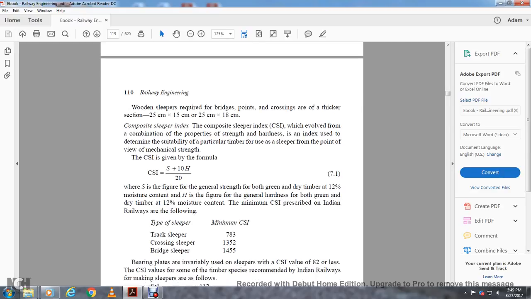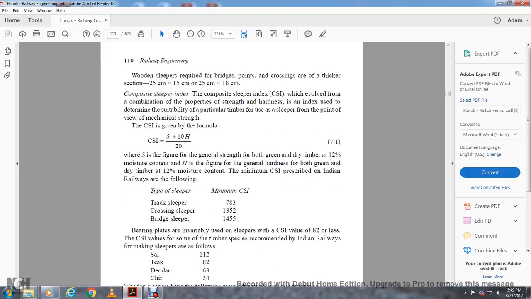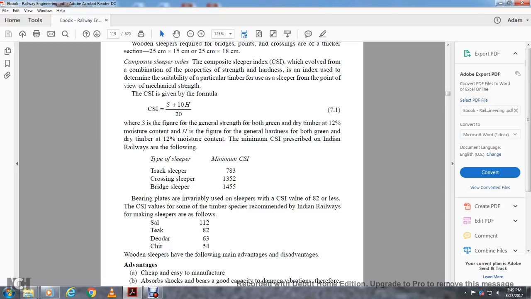The minimum CSI prescribed by Indian Railways is as follows: track sleeper, 783; crossing sleeper, 1352; bridge sleeper, 1455. For bearing plates, the CSI value of 82 or less is used. The CSI values of timber species recommended by Indian Railways for making sleepers are: Sal, 112; Teak, 82; Deodar, 63; Sure, 54.